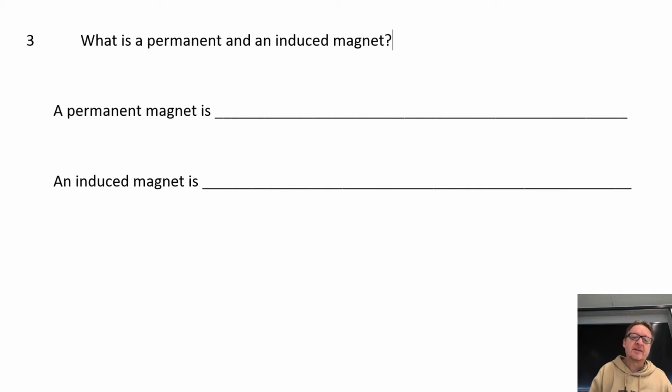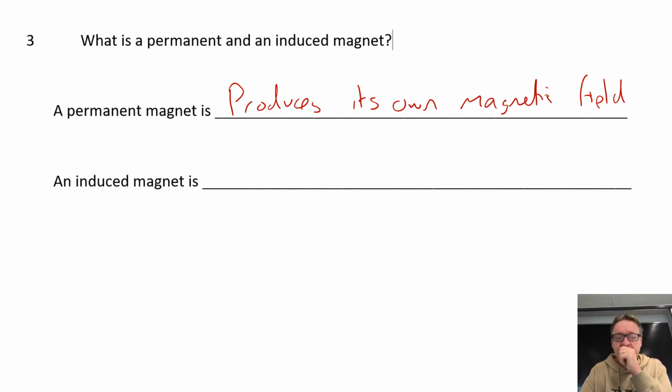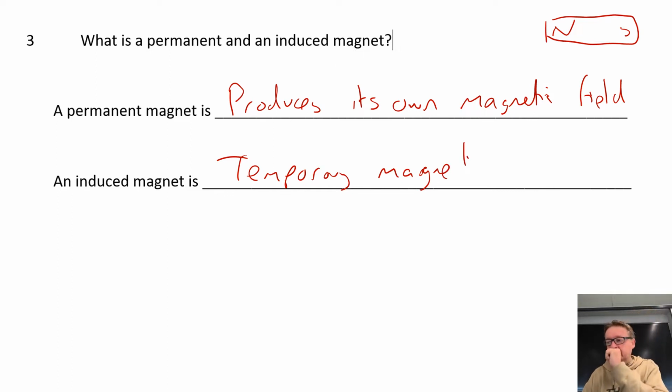What is a permanent and an induced magnet? A permanent magnet produces its own magnetic field. It's like one of those bar magnets that you get in lessons, with a north and a south. That is your permanent magnet. An induced magnet is a temporary magnet. That is when you bring a little piece of metal next to the magnet itself, and it becomes temporarily magnetic, and as soon as you take it away again, it loses its magnetism.